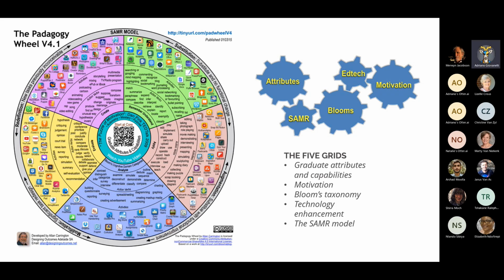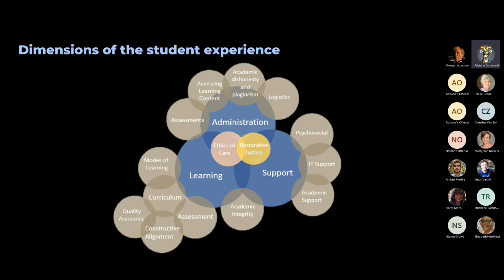So from there, what we're going to do is remember what Giannis said about the dimensions of student experience, where ethics of care and restorative justice are in the center, and learning, administration, and support are three of the main components of the student experience.